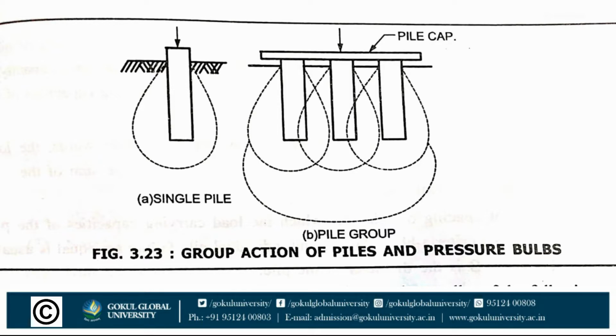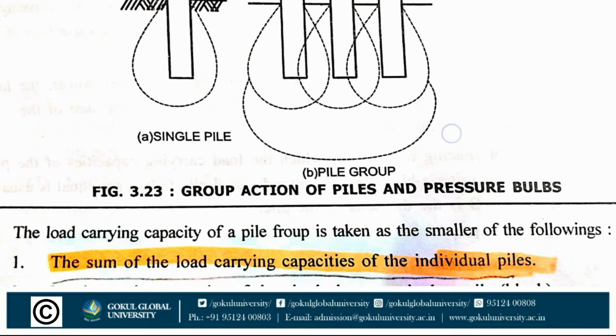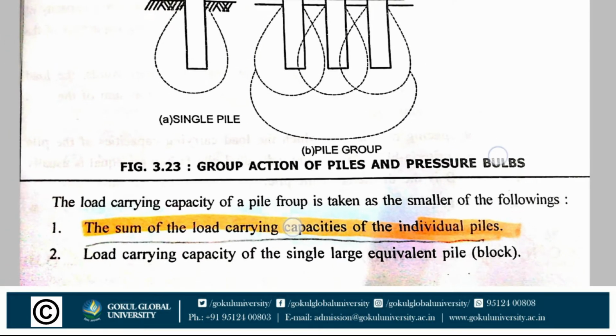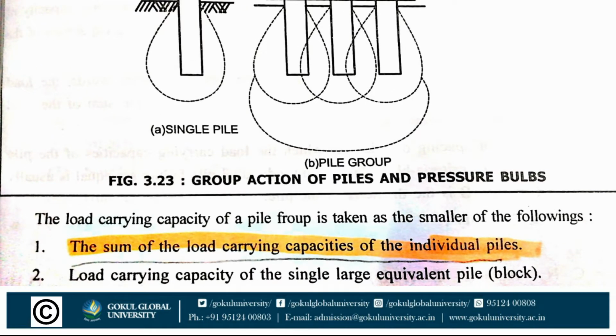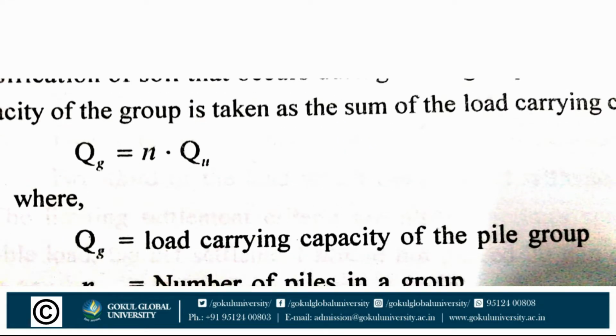The load carrying capacity of a pile group is taken as the smaller of the following. First, the sum of the load carrying capacities of the individual piles, and second, the load carrying capacity of a single large equivalent pile. The first one is related to a single pile and the second one is related to the pile group. Now there are two types: pile group in sand and pile group in cohesive soil.